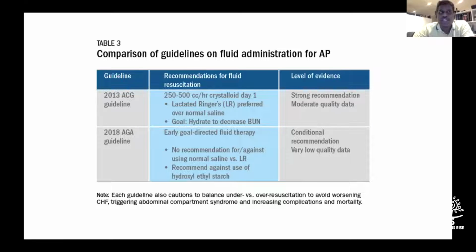There is no recommendation for using normal saline versus Ringer's lactate, but it recommends against the use of hydroxyethyl starch, on very low quality data. It's a conditional recommendation. So this is the tenors revision. It still continues to have that.